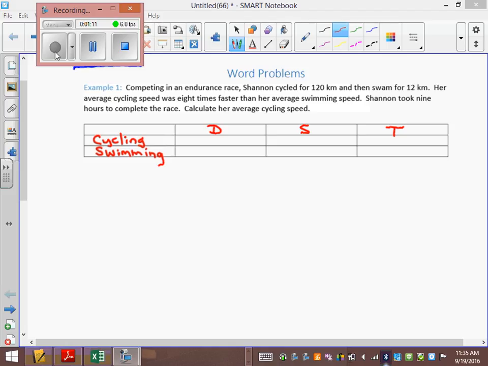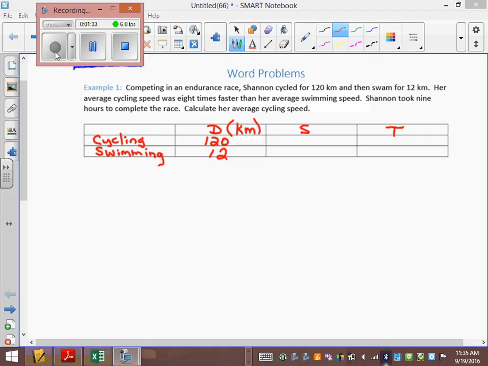So, competing in an endurance run, Shannon cycled for 120 kilometers. Where does that go? This is cycling. 120. And what you can do is go up there and put in brackets kilometers. And then she swam for 12 kilometers.